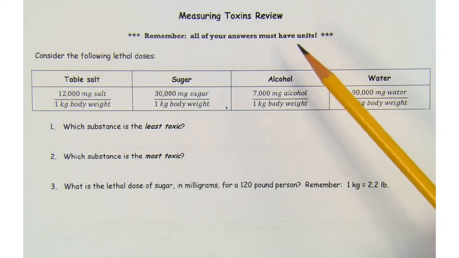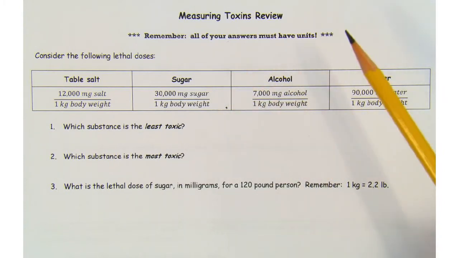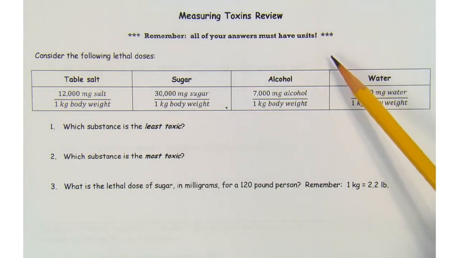So this is reviewing for your quiz, and this is just a reminder: every single number you write down, every single answer must have units, okay? On the quiz, if you don't have units, your answer will be marked wrong. This is just a reminder straight up, okay? You've got to have those units.